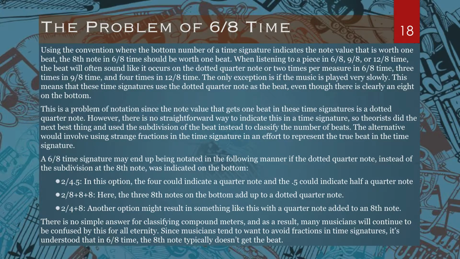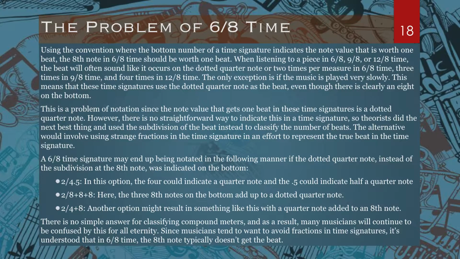So there's a problem with 6/8 time and 9/8 time and 3/8 time, although 3/8 time is its own special category, which we'll talk about next. When you use a convention where the bottom number of a time signature indicates a note value that's worth 1 beat, the 8th note in 6/8 time should be worth 1 beat. When listening to a piece in 6/8, 9/8, or 12/8 time, the beat will often sound like it occurs on the dotted quarter note, or 2 times per measure. It almost sounds like a 2/4 time signature with triplets.